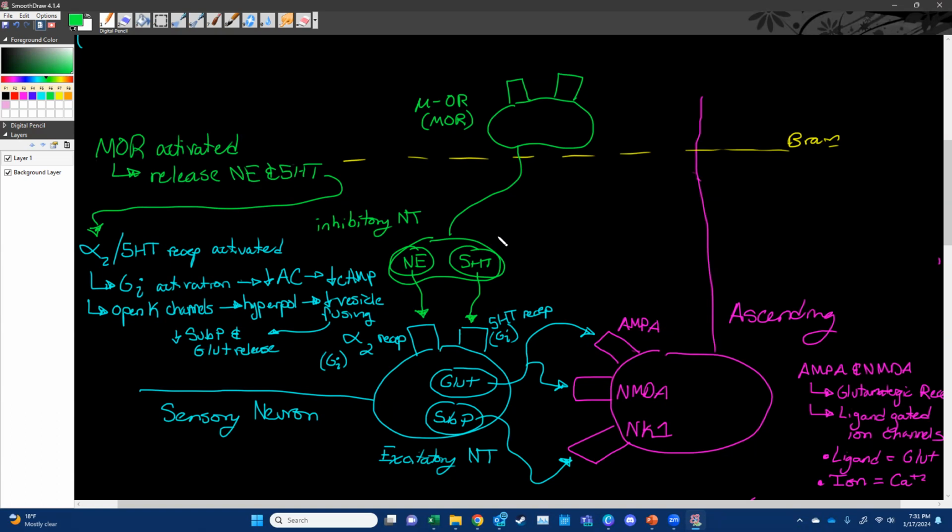Any questions about that? Okay, great. This is the primary function of opiates. This is how they produce that potent analgesic effect.